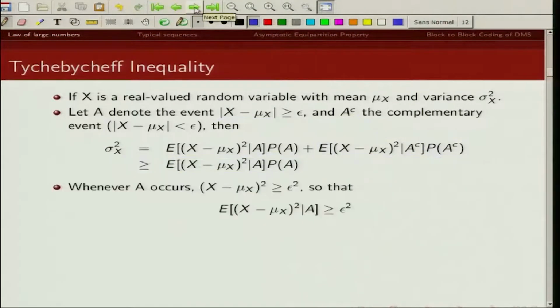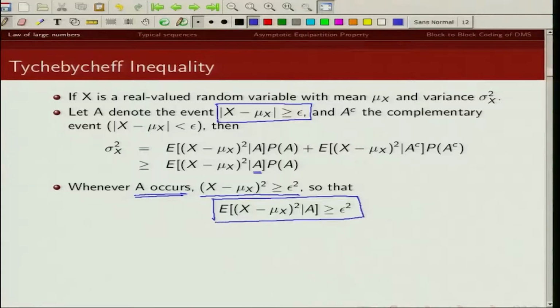Okay. Now let's look at what happens when event A occurs. So when event A occurs, what is event A? Event A is this condition: the absolute value of x minus mu x is greater than epsilon. So when event A occurs, (x minus mu x) whole square should be greater than or equal to epsilon square. So we can write the expected value of (x minus mu x) square, given event A has happened, is greater than or equal to epsilon square.